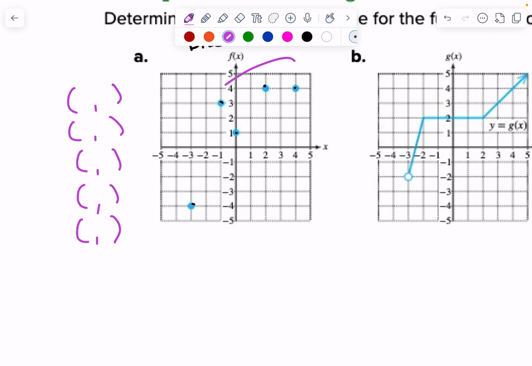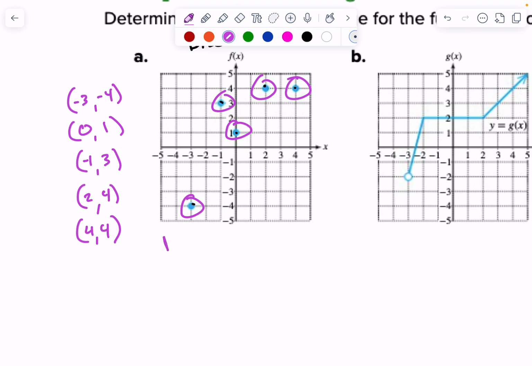Okay, so I'm listing all those dots. I don't know this, I'm going to do this one first. That's -3, -4. This one here is at 0, 1. This one here is at -1, 3. This one here is at 2, 4. And this one is at 4, 4.